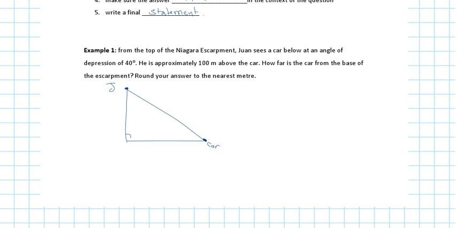What do we know about angle of depression? It's measured from what? It's measured from a horizontal line, right? So Juan is looking, that's his line of sight, and he is looking down. Where's the angle of depression? It's down in the car. It is going to be down there, right? But technically it's up here, right?